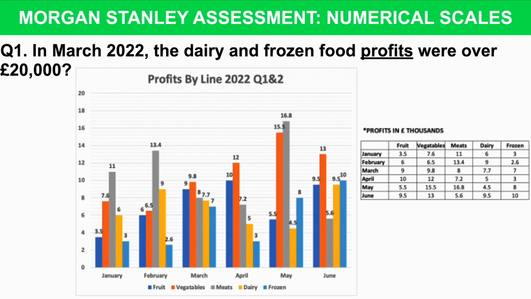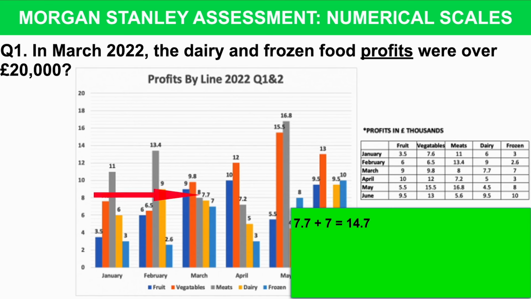Did you get the answer? Well, looking again at the question, it is asking us to validate whether the combined profits for the dairy and frozen departments in March 2022 were over £20,000. To ascertain this, we only need to make a quick calculation. We can see on the table that in March, the dairy department had a profit of 7.7 and frozen a profit of 7, which is 14.7 when added together.